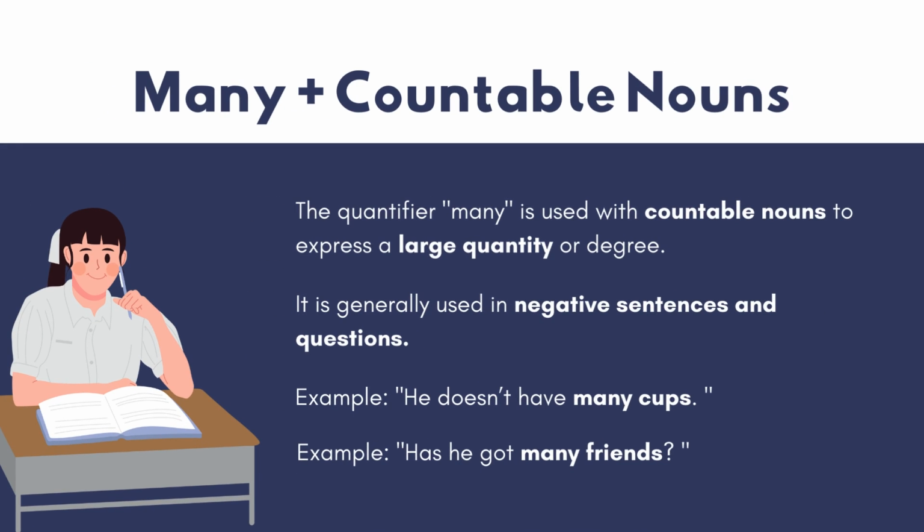Many plus countable nouns. The quantifier many is used with countable nouns to express a large quantity or degree. It is generally used in negative sentences and questions. Example, he doesn't have many cups. Example, has he got many friends?